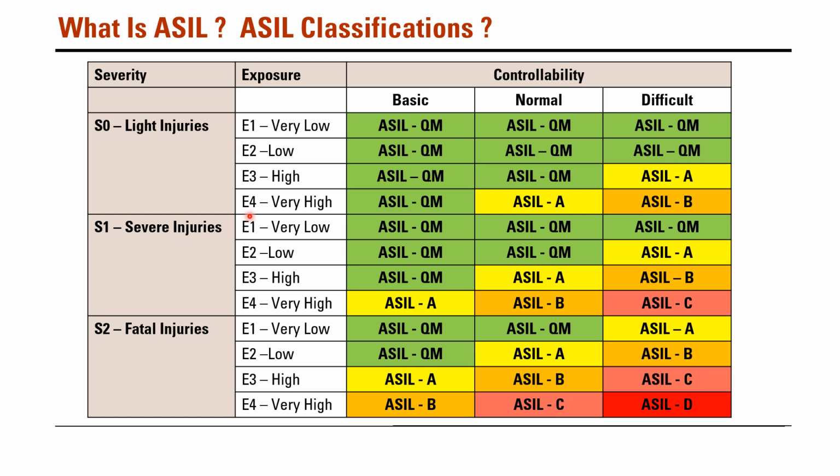And coming to severe injuries, when the exposure is very low, and the controllability is also low, still we can say this is QM because the exposure is very low and controllability may be difficult. Coming to light injuries, we have exposure low, but the controllability is difficult. Still, it is QM. Coming to exposure high for light injuries, but with difficulty in controllability, then we define this as ASIL A. So, likewise, this is a matrix generated from severity, exposure level, and controllability situation. I hope you understand the basic ASIL classification. This is derived from severity, exposure, and controllability levels. Let's go to the next slide.